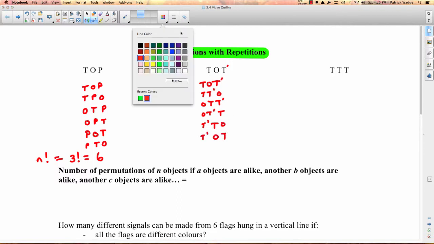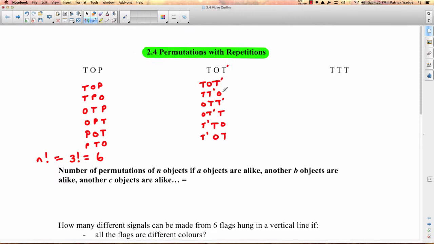Now, if you remember, these t primes and t's are actually the same. So where we have t o t prime, it's just t o t, and this is also t o t at the bottom here, isn't it? So this is exactly the same as the top one. We don't want to count it twice. I'll get rid of this. T t o. Well, here's another t t o. Same thing. O t t. Here's another o t t. Gone. So you're actually only left with 3 of them.